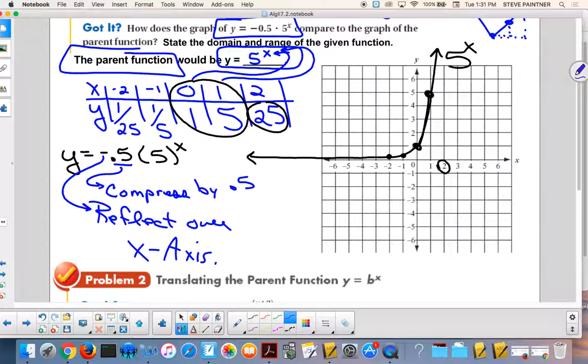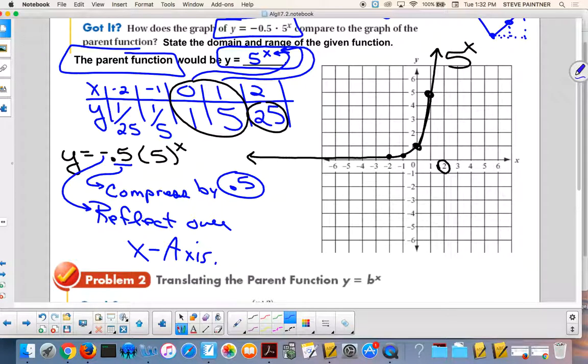Okay, that's it. There's 2 things going on here. If I compress something by 0.5, what does that mean to you? Divide by 2. Okay, I can divide by 2, but what am I dividing by 2? The y value. So really every number you see here, 25, 5, 1, 1/5, 1/2, you're just going to multiply it by half, or cut it in half.